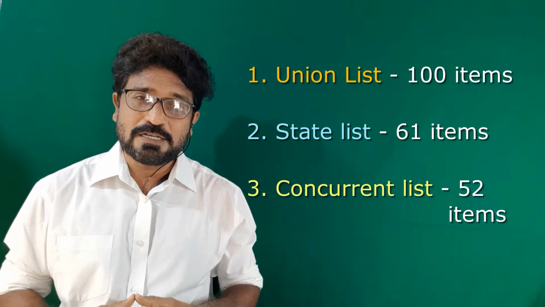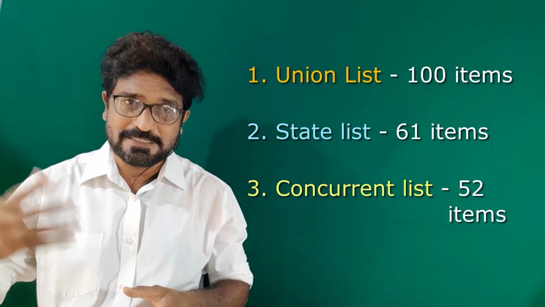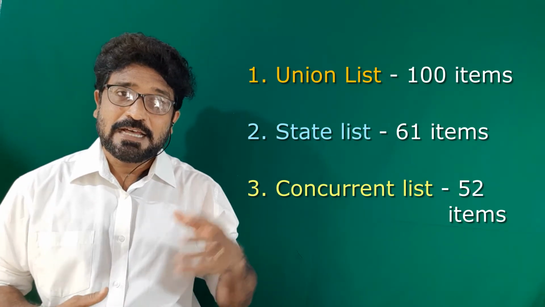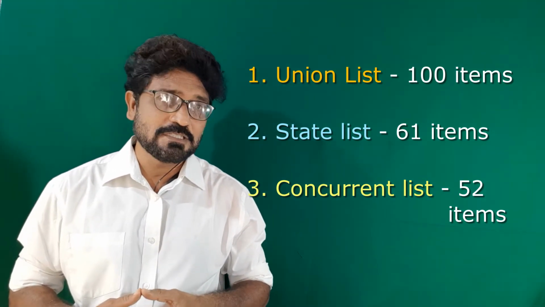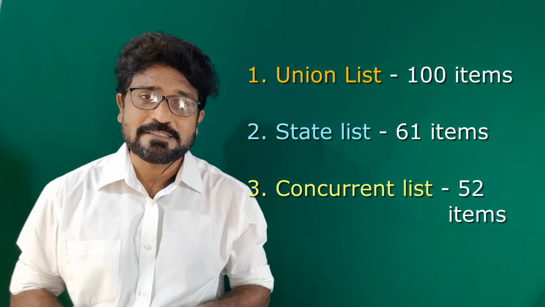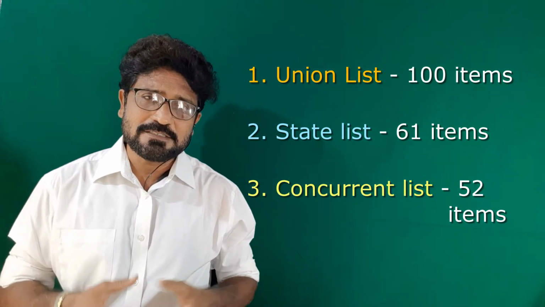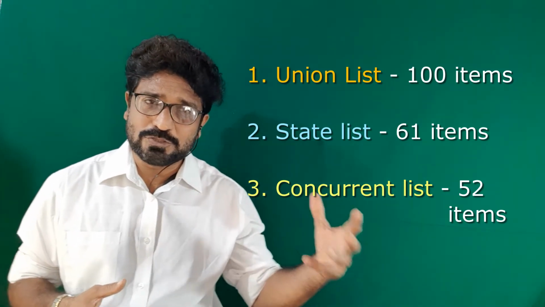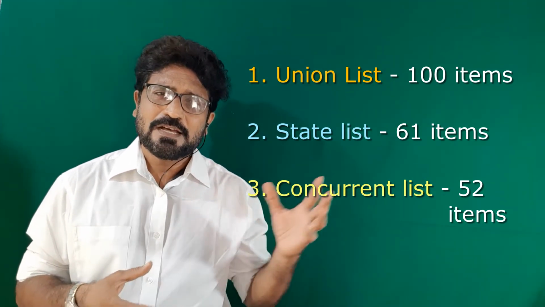And we know over the items of the union list, it is the parliament which can make the laws, and the state governments can formulate the laws over the items of the state list. And over the items of the concurrent list, it is both the central government and also the state governments which can make the laws. But here we find a predominant position which is given to the center over the items of the concurrent list. And those items which are not included in any of the three lists will be considered as the residuary items. And over these residuary items, it is the parliament which can formulate the laws.